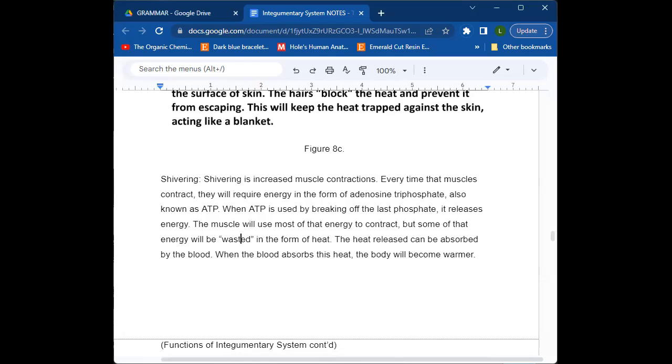And so when the last phosphate bond is broken off, that's going to release energy. And the muscle is going to use most of that energy to contract. But some of that energy is going to be wasted in the form of heat. And the heat that's released is going to be absorbed by the bloodstream. And then when the blood absorbs that heat, the body is going to become warmer.